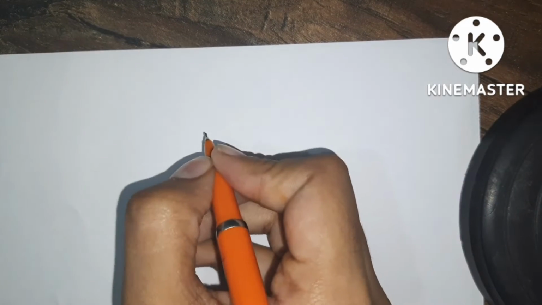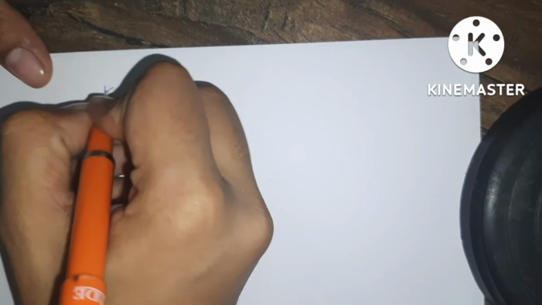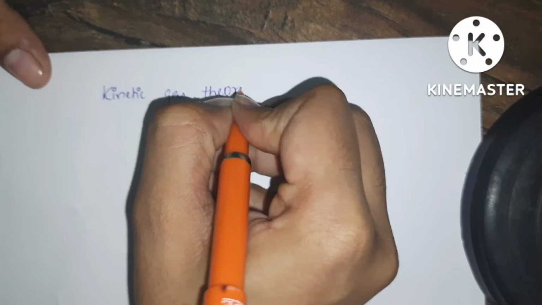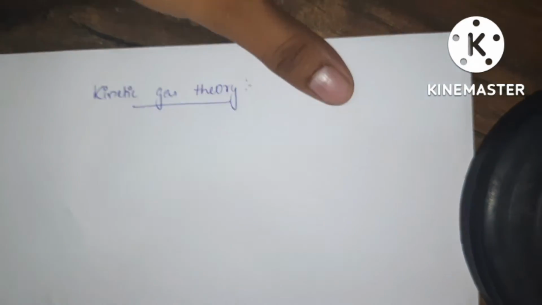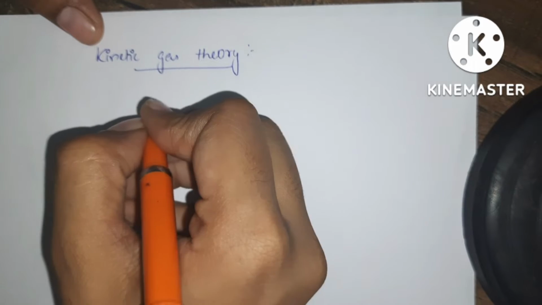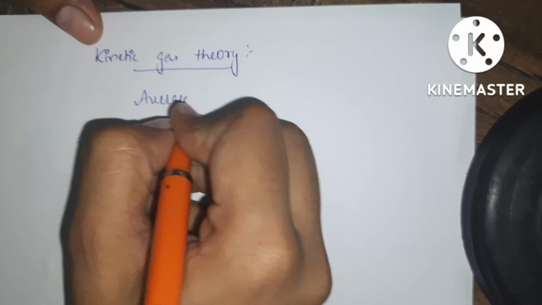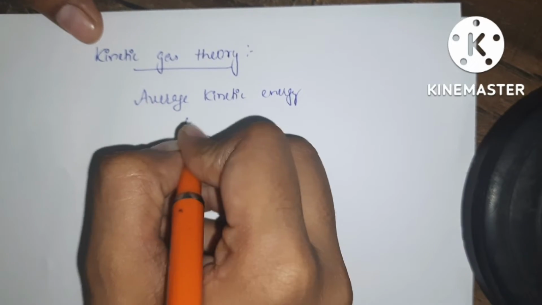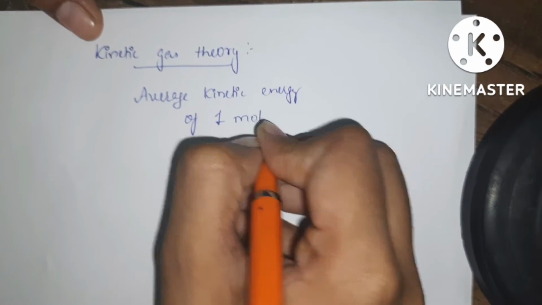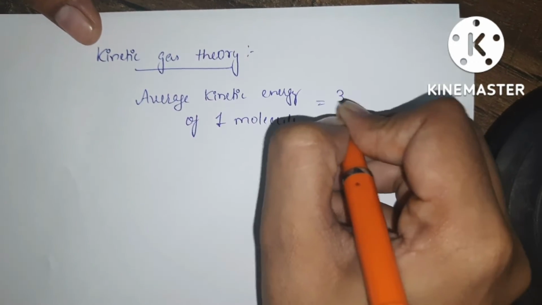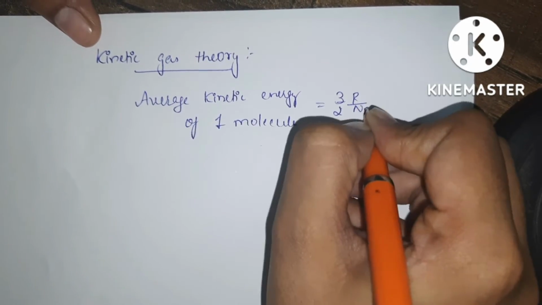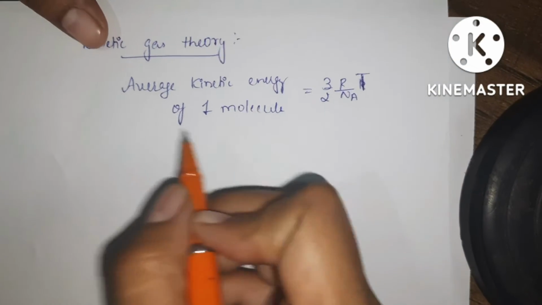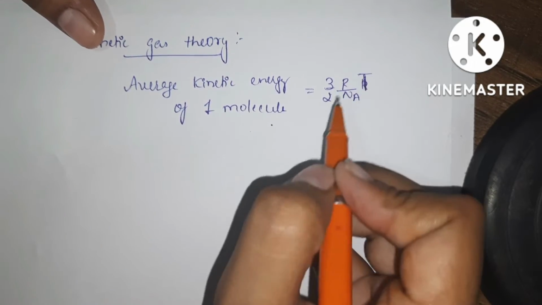Good morning, everyone. Yesterday, I discussed the kinetic gas theory, from where we get the result that the average kinetic energy of one molecule is equal to 3 by 2 R divided by Na into T. That was the relation of the average kinetic energy of one molecule with the temperature.